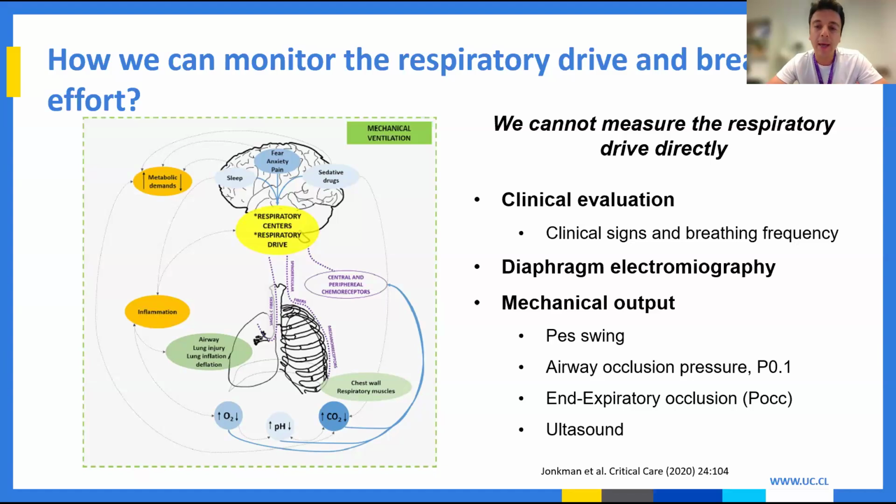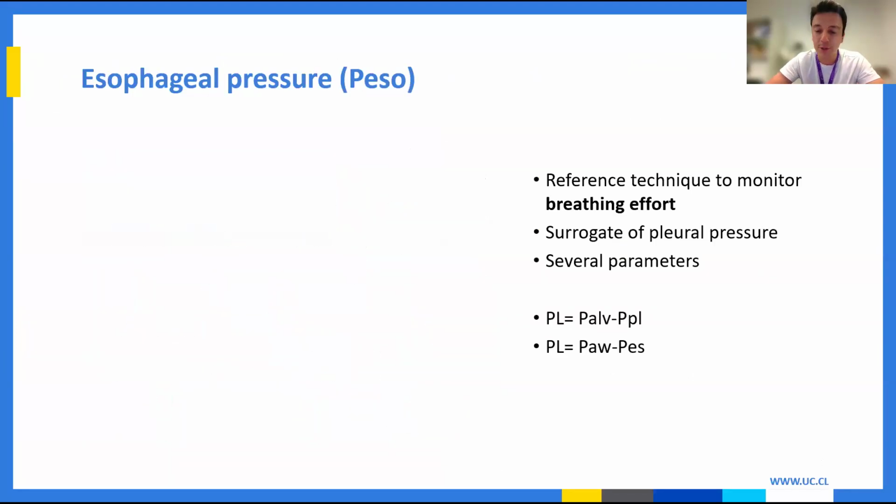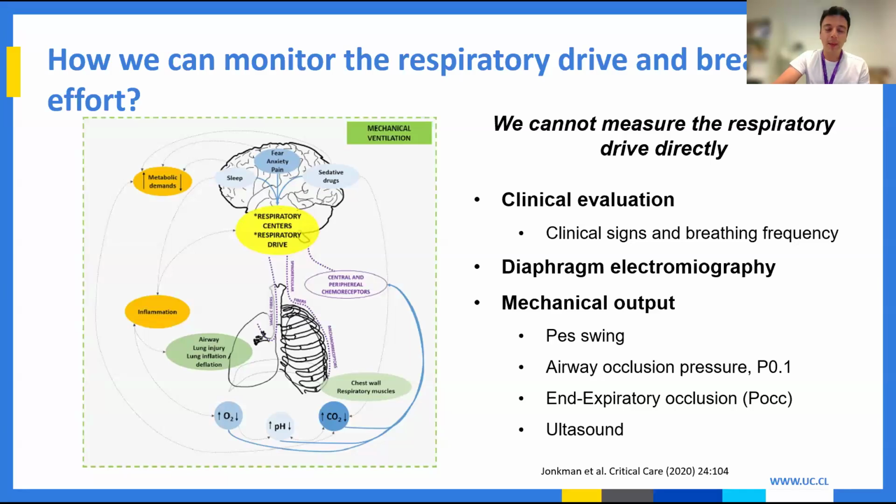You can improve your compliance, you can recruit some lung regions, and then you will increase your tidal volume at any given effort. So they are not really sensitive to measure the effort. So we need to look at other things, for instance, the diaphragm electromyogram, electrical activity of the diaphragm, which is in the middle of this neuroventilatory coupling. And at the end, we can assess the mechanical output, which is at the end of these pressures and volume as a result of this contraction.